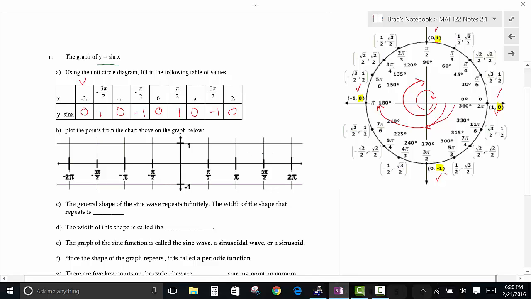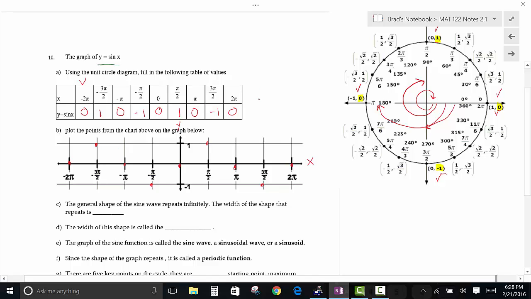I've created a graph, and notice I have the x-axis written in radians. It's important you always use radians. The y-axis goes from negative 1 to 1 because that's the limit you're going to have on this graph. Let's plot our points. You've got negative 2 pi, 0, so I'll put a point there. Negative 3 pi over 2, 1. Negative pi, 0. Negative pi over 2, negative 1. 0, 0. Pi over 2, 1. Pi, 0. 3 pi over 2, negative 1. And then back to 2 pi, 0, like that.